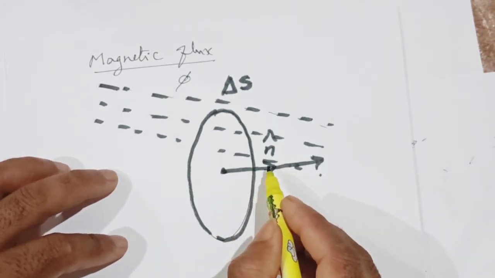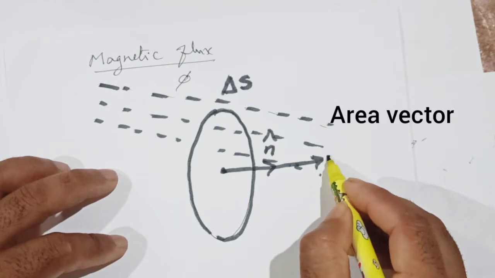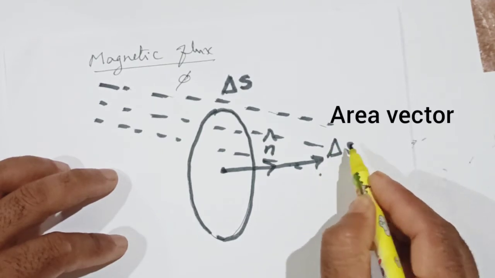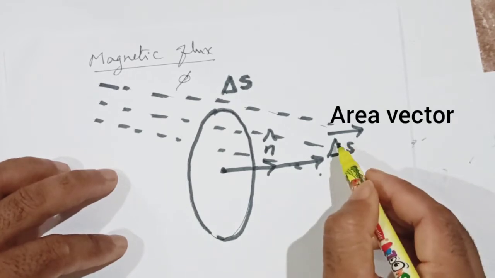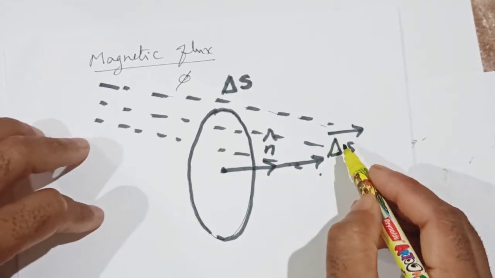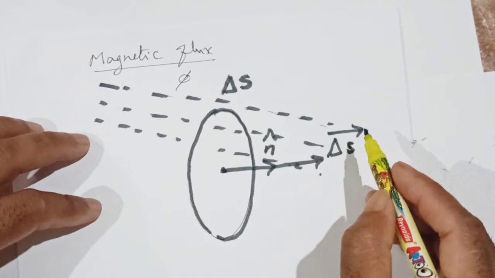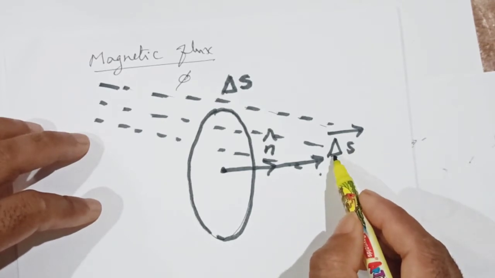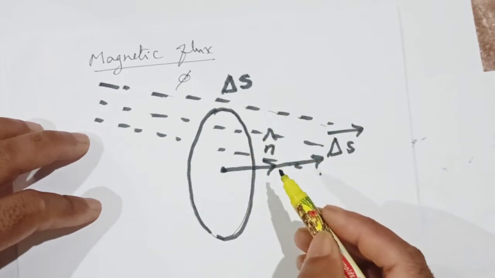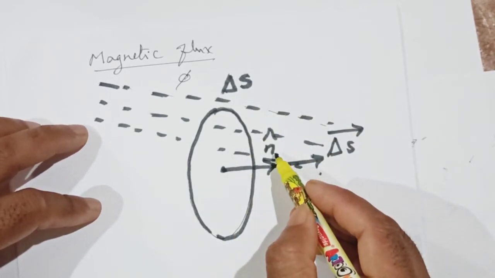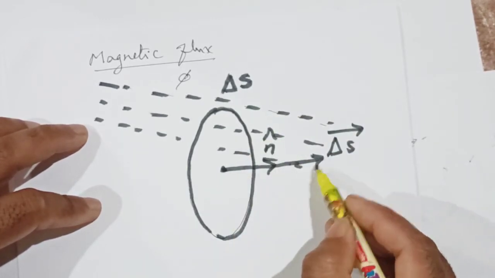And this is the area vector. There is an arrow mark, which represents that it is an area vector. So this is an area vector. This is the area delta S, the surface area, and this is a unit vector. So we draw the normal like this.